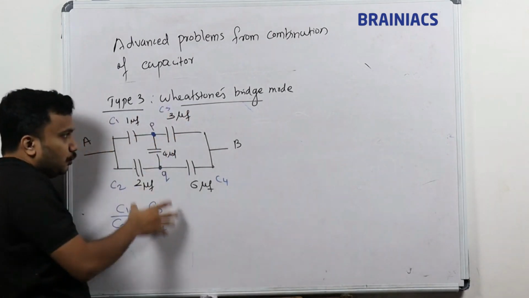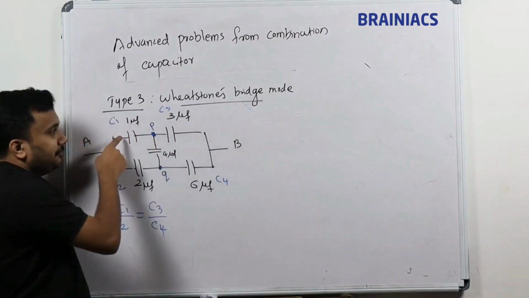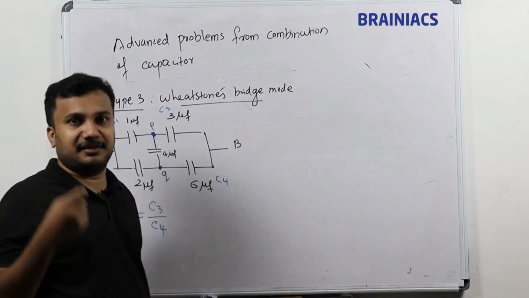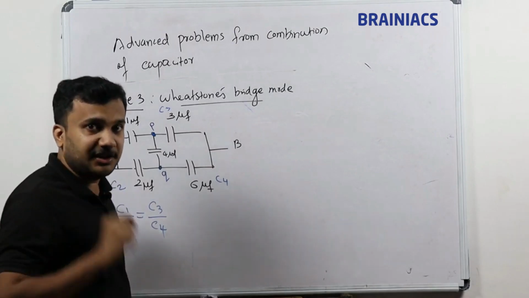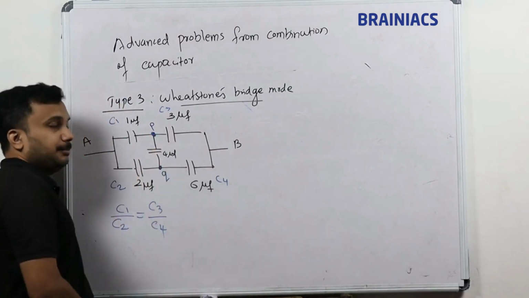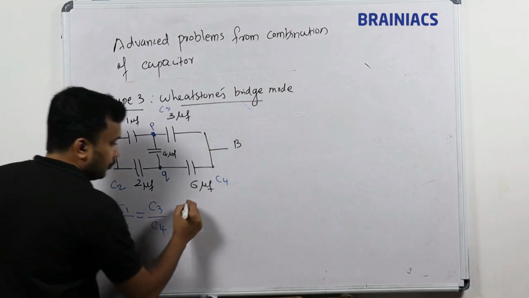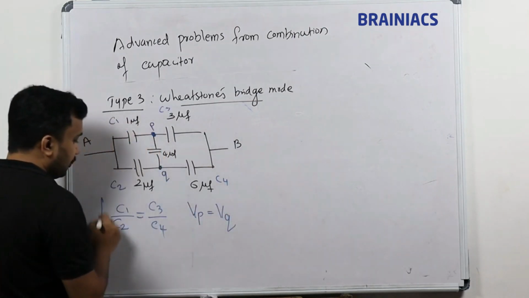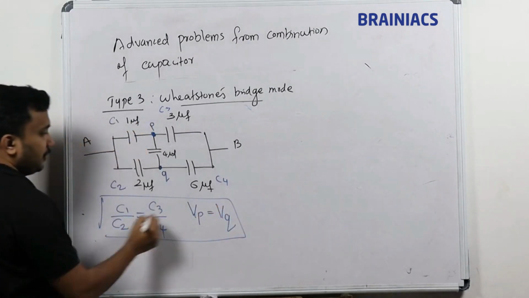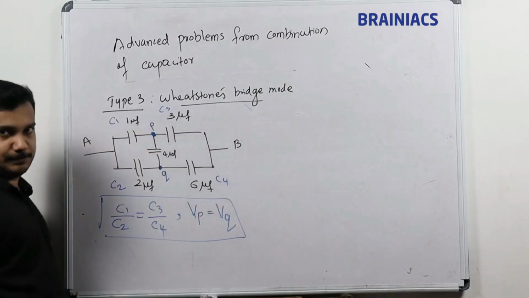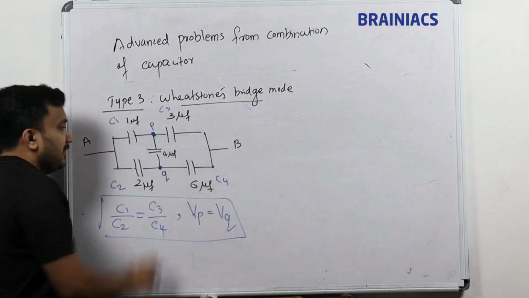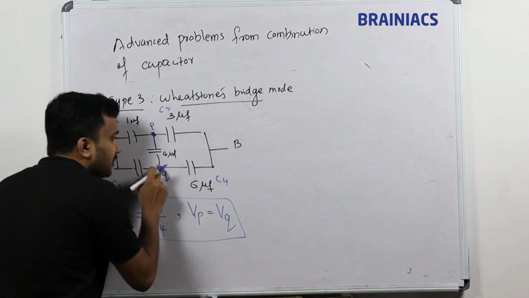So in the case of the Wheatstone's bridge structure, if the left hand side ratio is equal to the right hand side ratio, then the speciality is that the potential at P is equal to the potential at Q. This is very important. Potential at P is equal to potential at Q. So this is the condition for a Wheatstone's bridge. If such a condition exists, the voltage here and the voltage here will be the same.